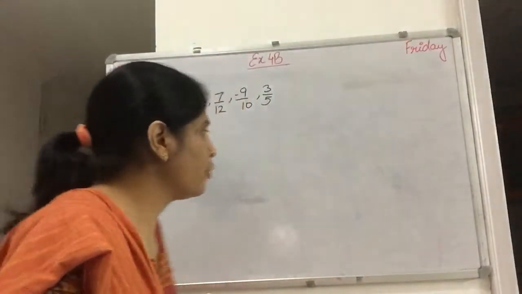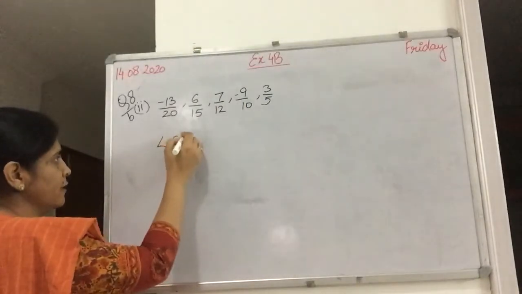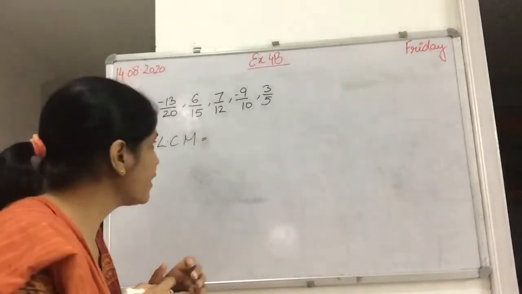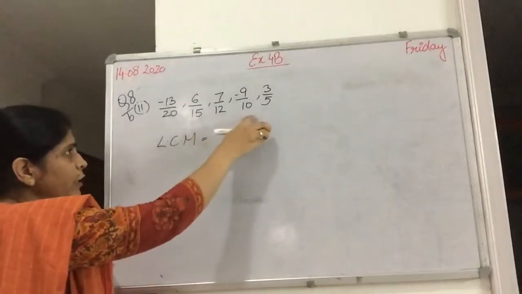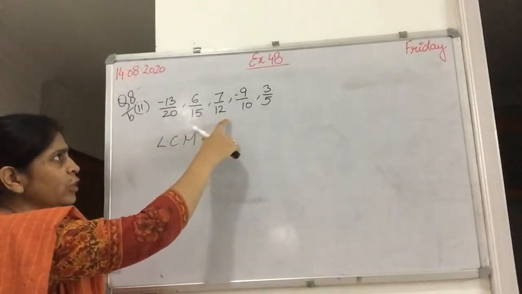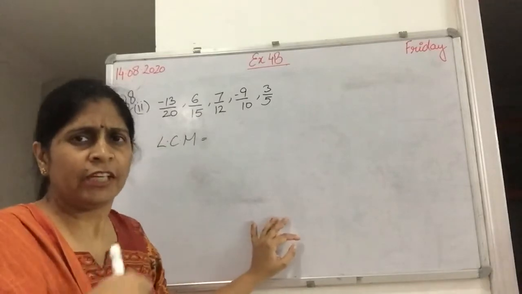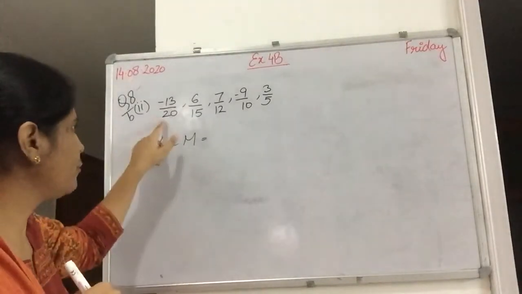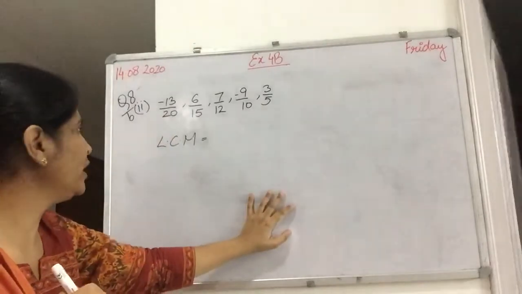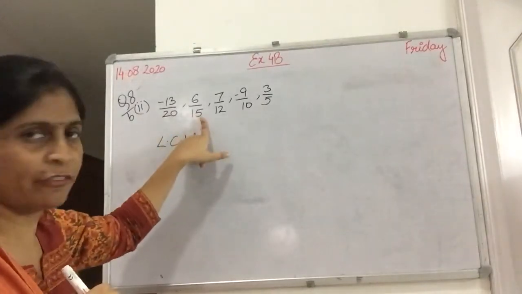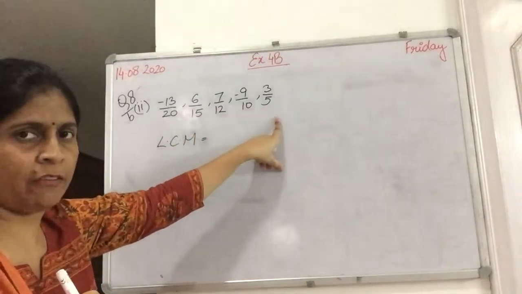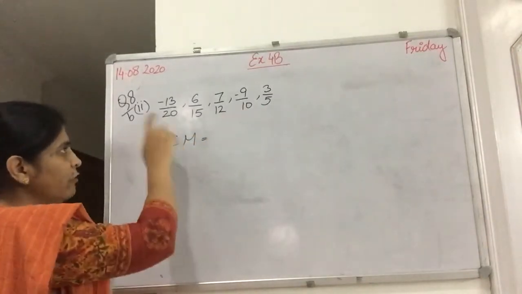Since all the denominators are different, we take the LCM. Now I am telling you the LCM trick. The LCM trick says we will see all the denominators: 20, 15, 12, 10 and 5. In this case, what will happen? I am telling you the trick. Take the biggest number, 20. Now 20 doesn't come in 15's table, not in 12's. It comes in 10 and 5. So what do we do? We will not take 20.